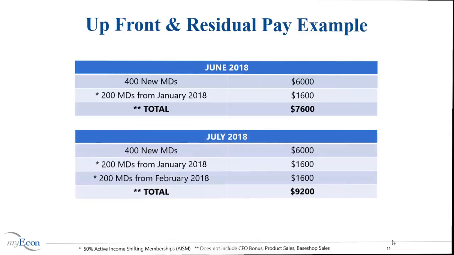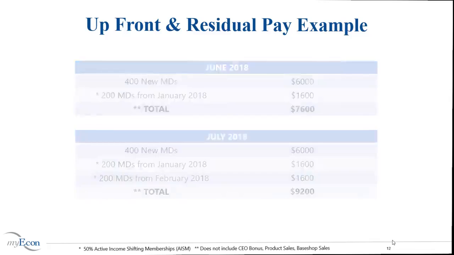Let's see what happens the next month. In July, your group grows by 400 new associates again, but this time you're getting paid Dream Team residuals for the January and February sponsors. Again, we factor in a 50% attrition. Your income grows by another $1,600 and your total earnings for the month is $9,200.